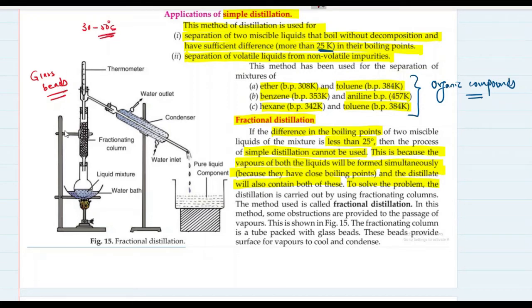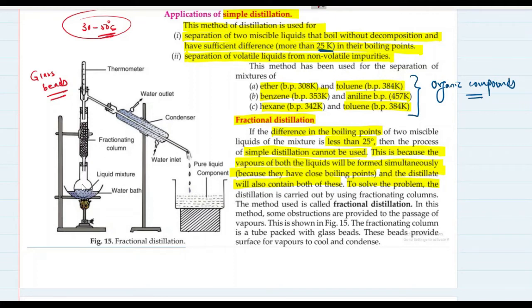So where do these vapors go? These vapors are not very, very hot. They are at a normal temperature. As soon as they come in contact with these glass beads, they get condensed over the surface of the glass beads, become water drops again, and trickle down and fall back into the round bottom flask where they get heated all over again.